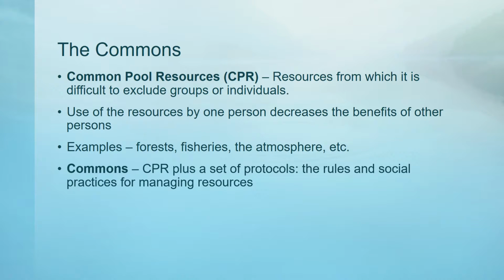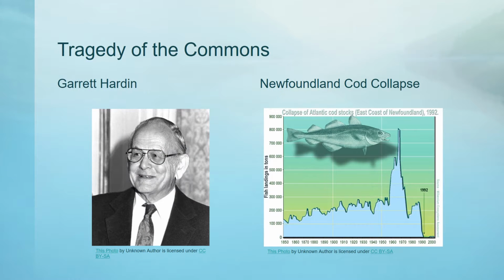The commons then is a common pool of resources plus a set of protocols, the rules and social practices for managing resources. Do you have government policy? Do you have treaties and laws, or do you have a private landowner who has a vested interest in that? So those are a couple ways that you can address that. Someone's going to exploit that. This was first proposed a number of years ago, the tragedy of the commons, by the famous Garrett Hardin, who proposed that years ago.